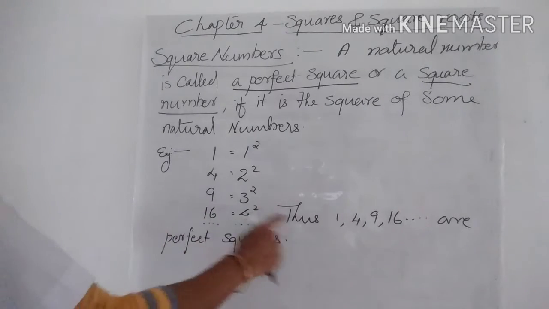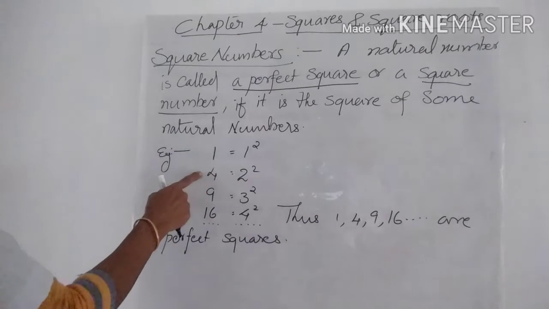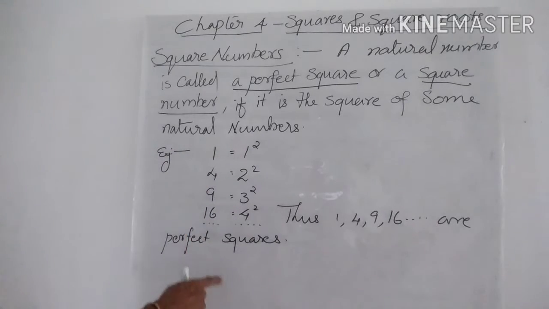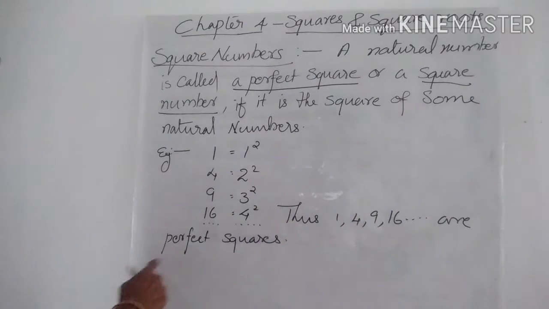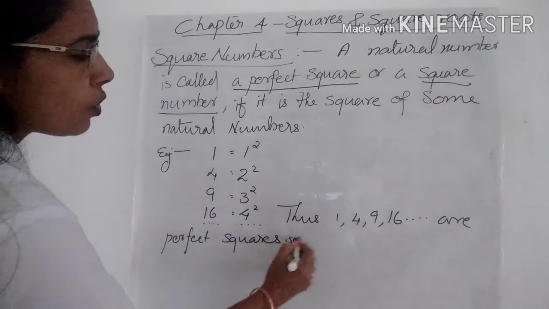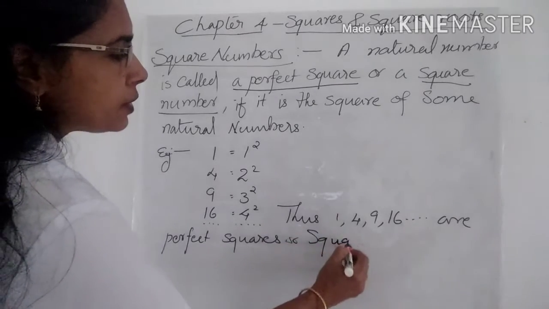So these numbers 1, 4, 9, 16, etc. are called perfect squares or square numbers.